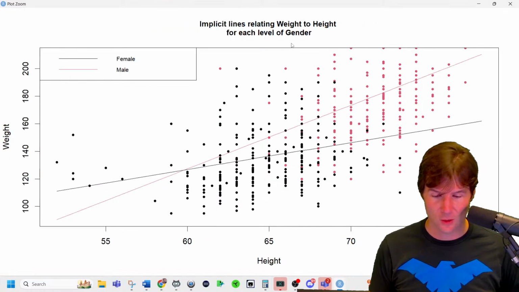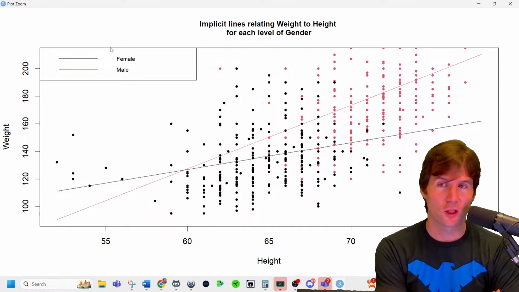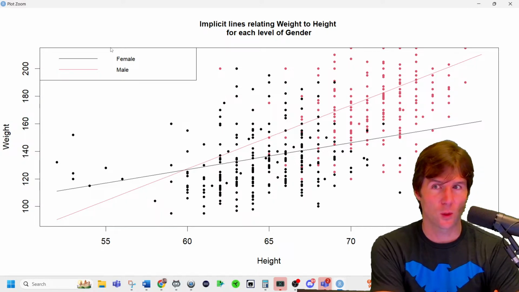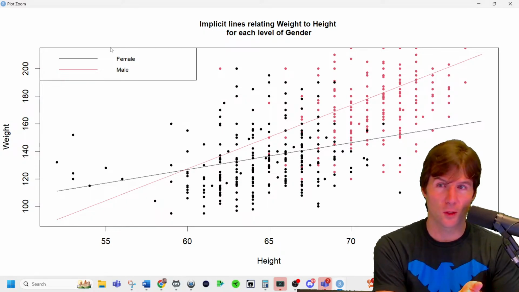Which of these lines has a greater slope? The male's line or the female line? The male line has a greater slope.